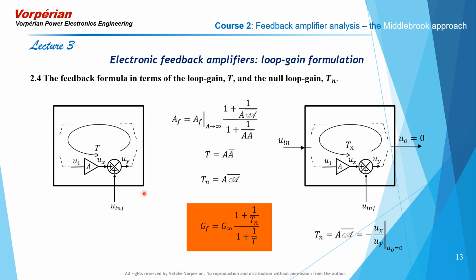and that gives you the null loop gain Tn. The ordinary loop gain T, we've discussed that before. We set the excitation equal to 0, and we inject the signal directly at the output of the gain element A, and we determine the ratio of Ux to Uy with a minus sign in front of it, and that gives you the ordinary loop gain T. This summarizes the loop gain formulation of electronic feedback amplifiers.